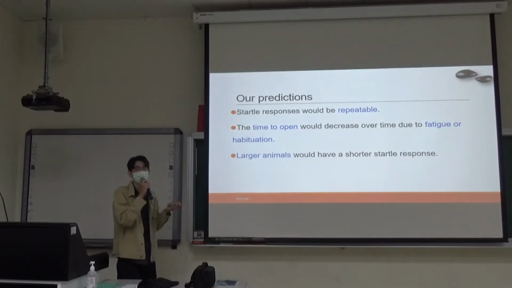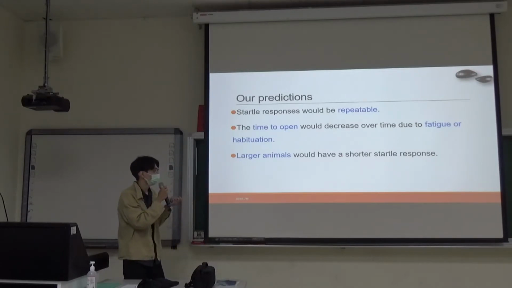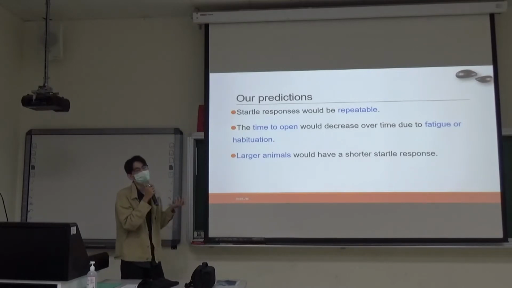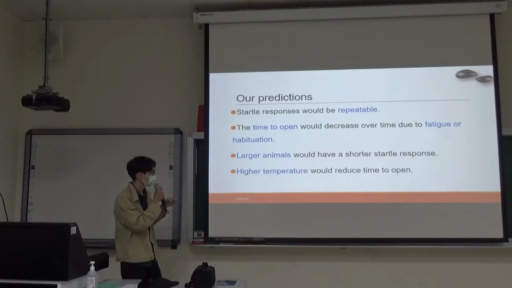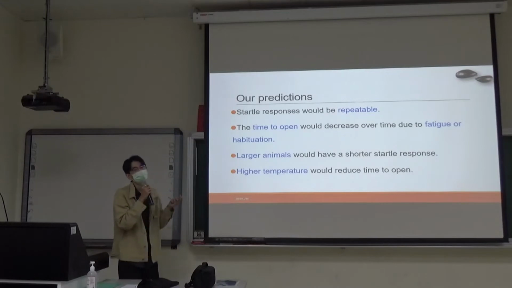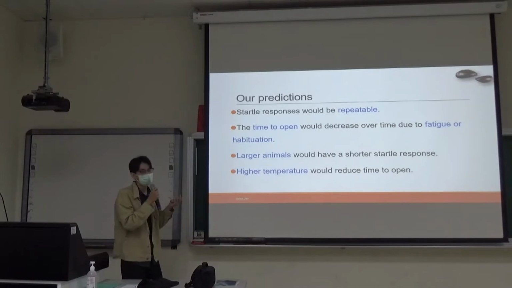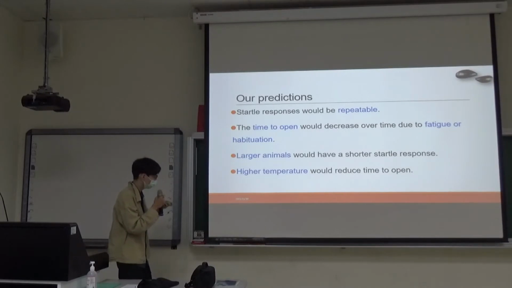Okay, next one is larger animals will have a shorter subtle response, because we think a large animal will have less chance of being eaten by predators. Next one is that higher temperature will reduce the time to open, because higher temperature will increase the metabolic rate. So the animal needs more oxygen, so they need to open up their shells to breathe.